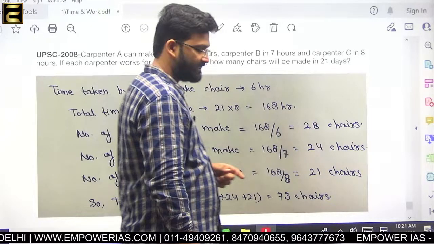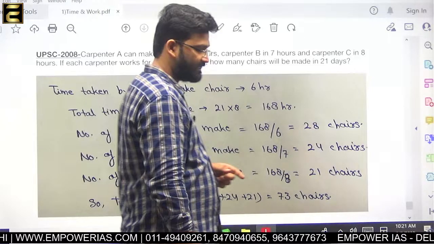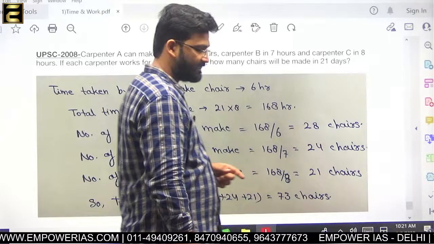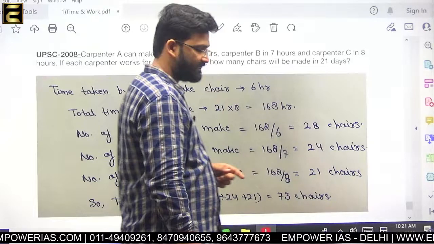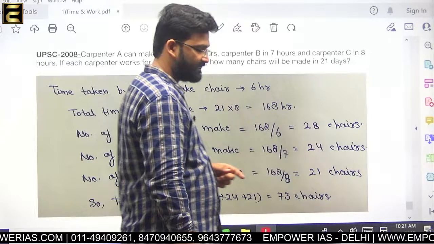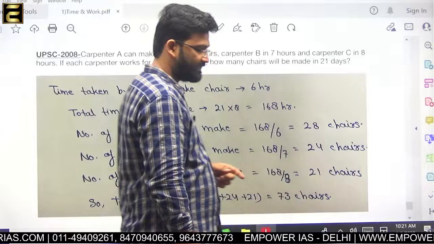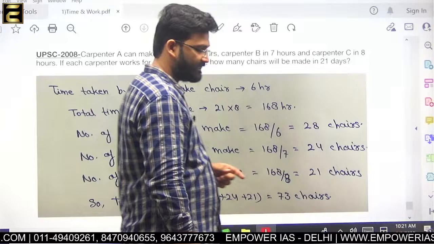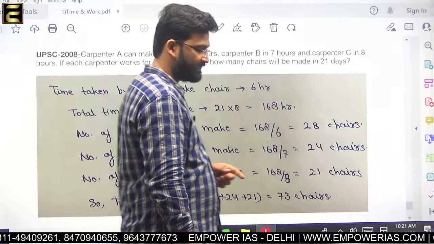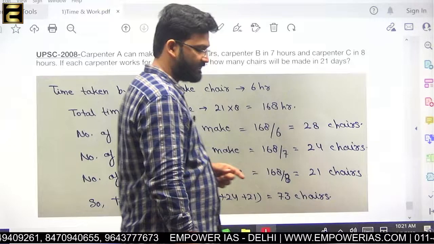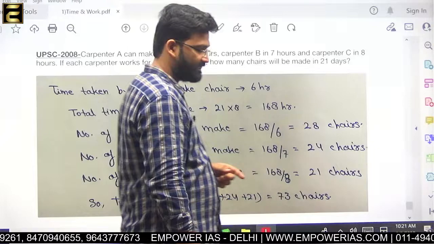So B also has 168 hours. However, how many hours does B take to make one chair? 7 hours. So the total number of chairs made by B in 168 hours will be 168 divided by 7, that is 24 chairs. Similarly, now move to carpenter C. Carpenter C takes 8 hours to make a chair. So the total number of chairs made by carpenter C in 168 hours will be 168 divided by 8. It means that 21.